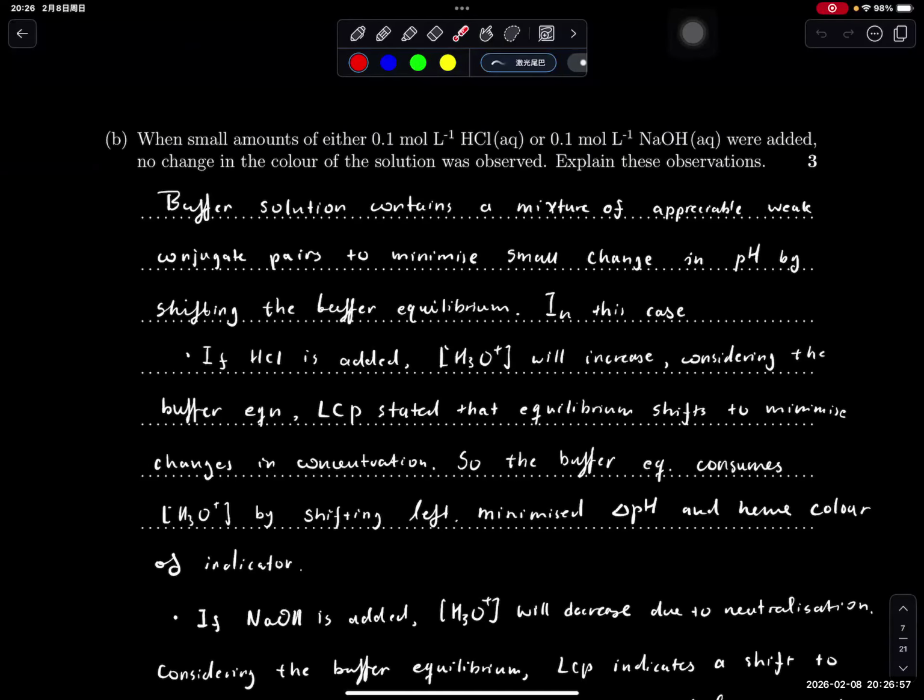When a small amount of acid or a small amount of base is added, there's no change in color, as in there's no change in pH, right? Because we have a buffer system. Sort of just explain how the buffer protects the pH in this question.